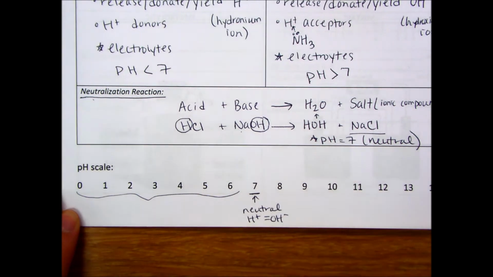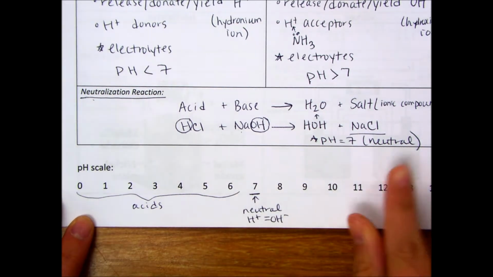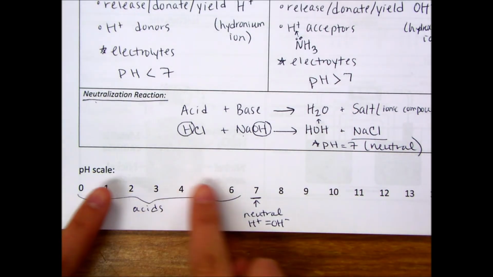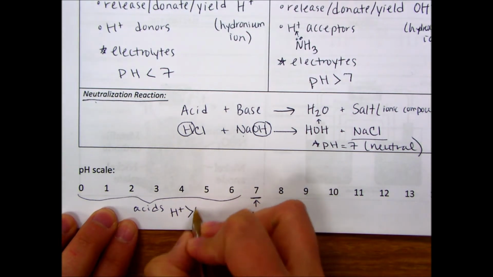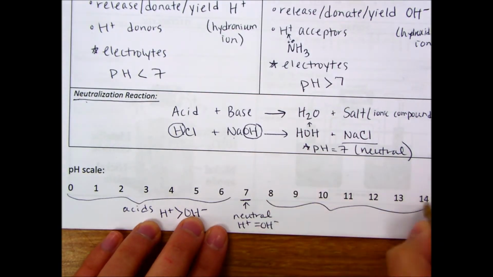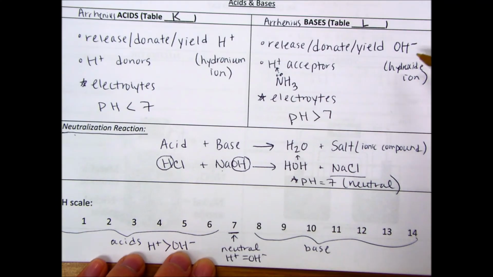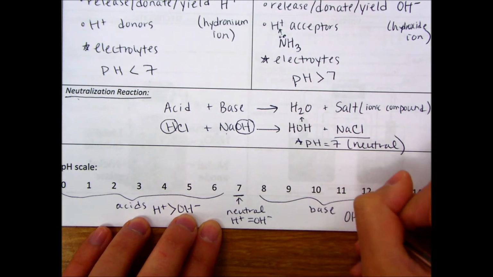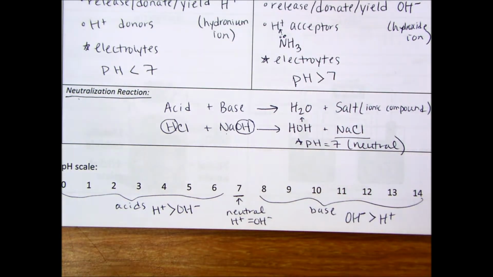Lower pHs, as we talked about before, are acids. All right, and since acids donate the H+, there's going to be a lot more H+ ions than the OH- at these lower pHs. And then on the other side, we've got our bases. And since bases donate the OH-, there's going to be a lot more OH- than H+ at these higher pHs.